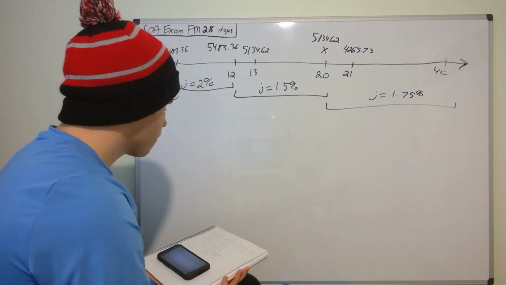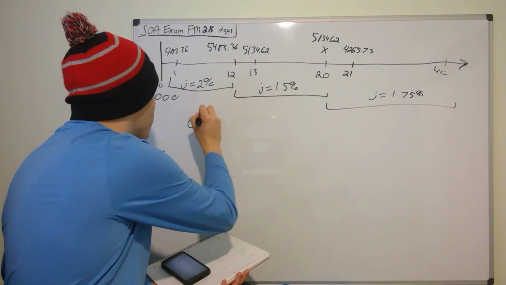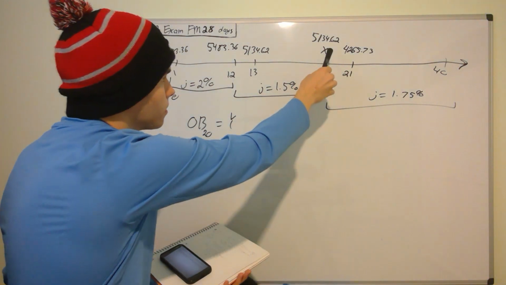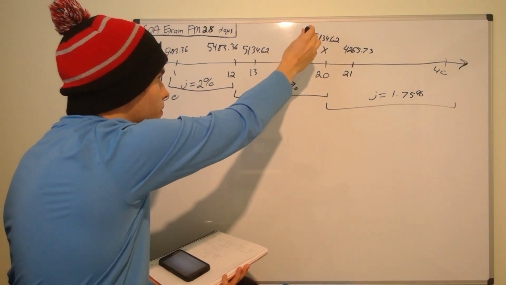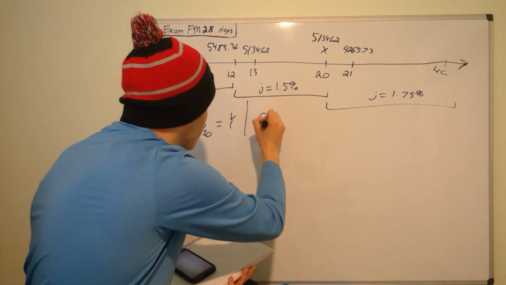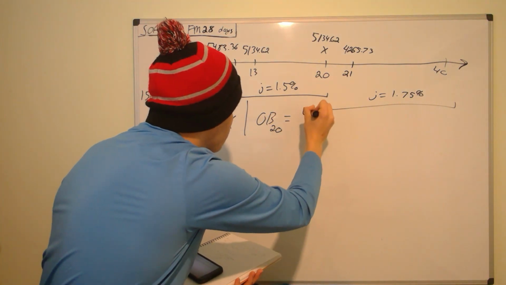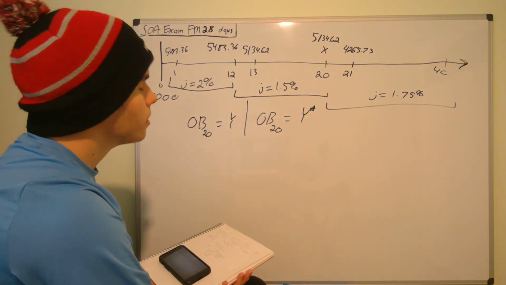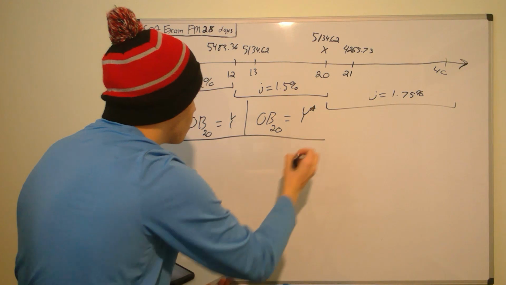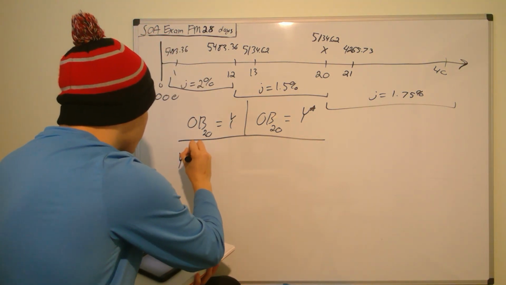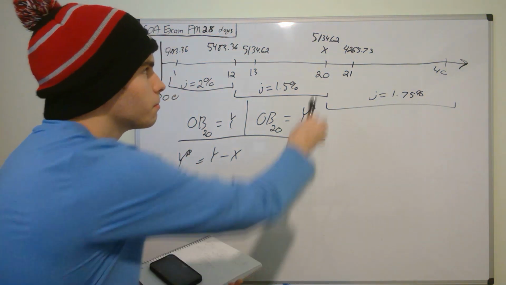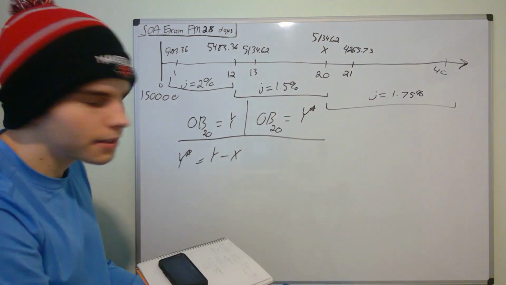First, we can define the outstanding balance at time 20 as Y. This does not include the payment of X. It's after the payment of 5,134, but not after X. Similarly, we can define the outstanding balance at time 20 as Y prime, or Y star, whatever you want to call it. This is after the payment of X. So Y prime equals Y minus X, because there's no interest changing from here to here, since it's the same period, so we're able to define that as is.